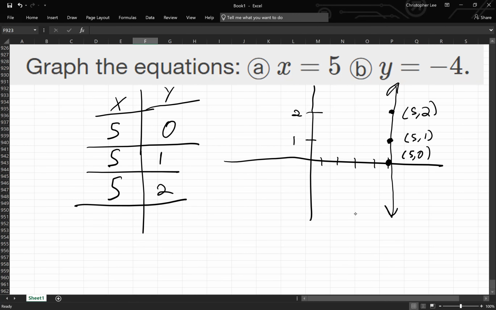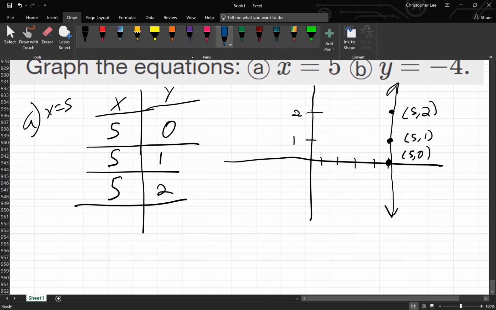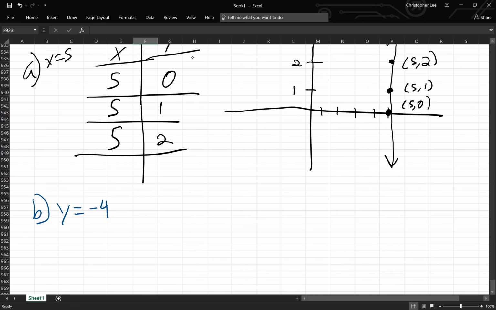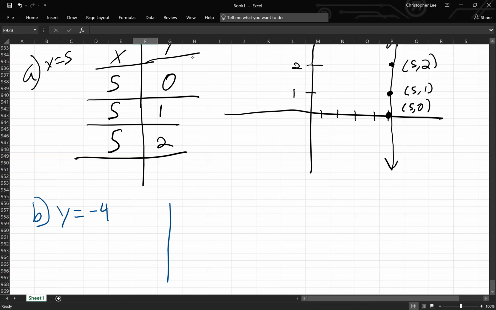Awesome. Let's take a look at the other one. This is A, by the way, x is equal to 5. Let's look at B, where y is equal to -4. Same game. I'm gonna make a table of values. I have my x, I have my y, right? So y I know is what? -4. And what's x? Give me some x's. 0, 1, 2. Okay, not bad.